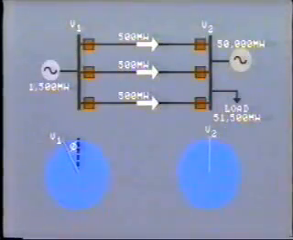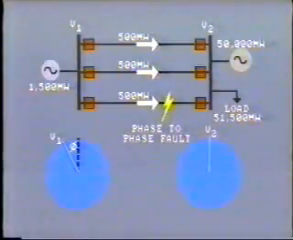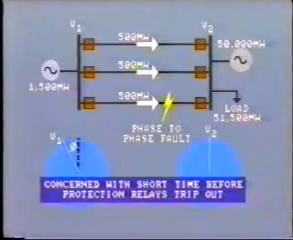Now let's see what happens when a phase-to-phase fault occurs on one of the transmission lines. In this study, we are concerned with what happens in the very short time frame before the protection relays trip out the faulty line. As we know, a phase-to-phase fault will cause the voltage to fall to a very low level at the location of the fault. This will cause voltages in the vicinity of the fault to fall.